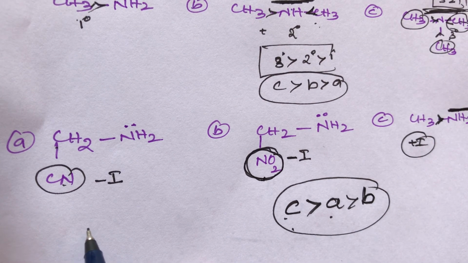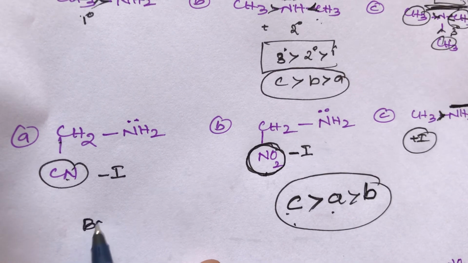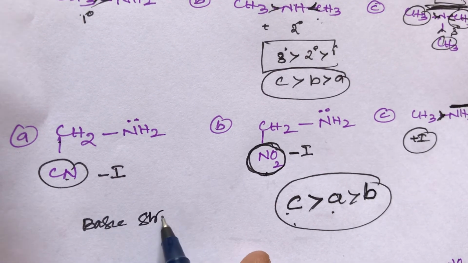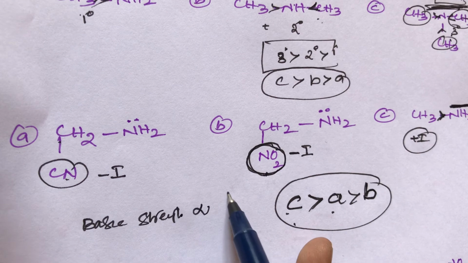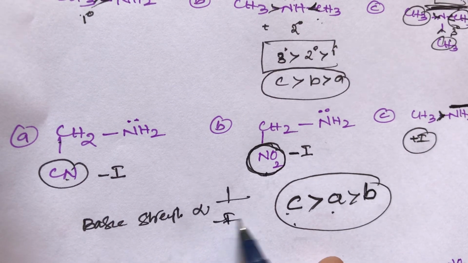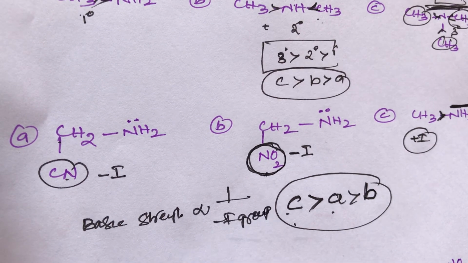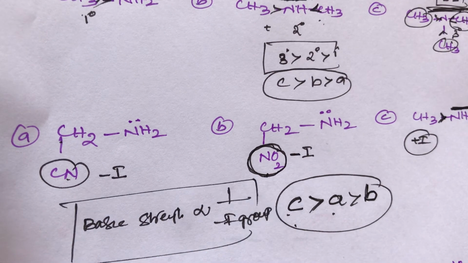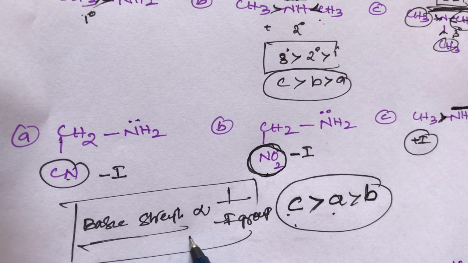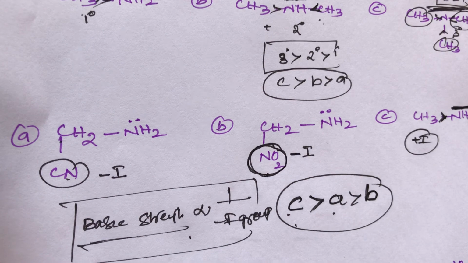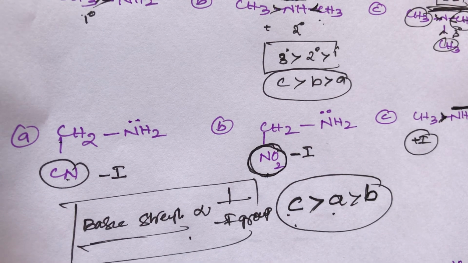So once again, I am writing the trick here. Basic strength is inversely proportional to the minus I group. This is all you have to remember. This is also a simple trick you should remember, student. Basic strength is inversely proportional to the minus I group, student. This is the basic strength order of the given compounds.